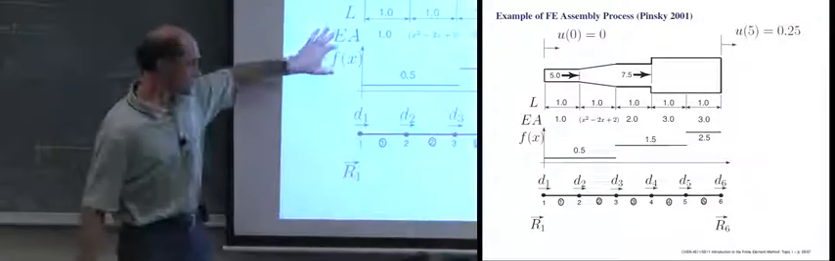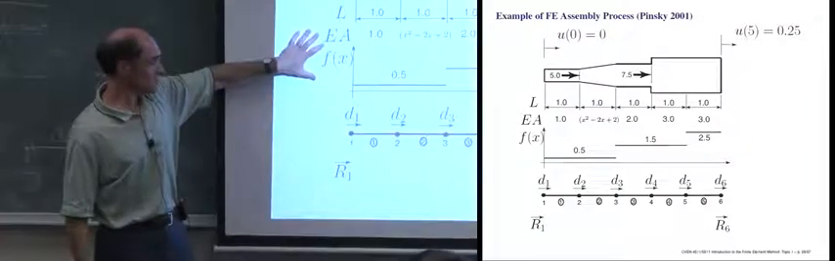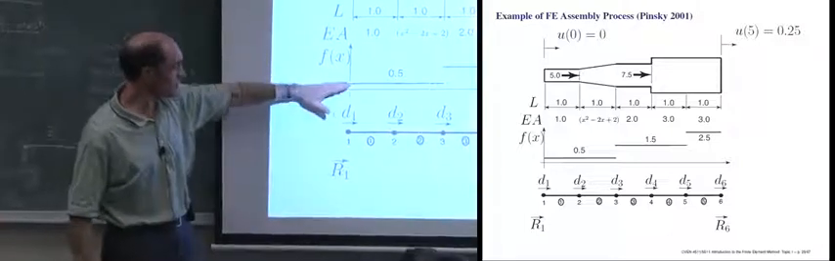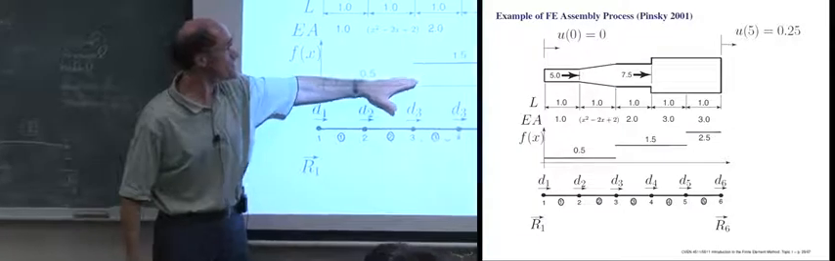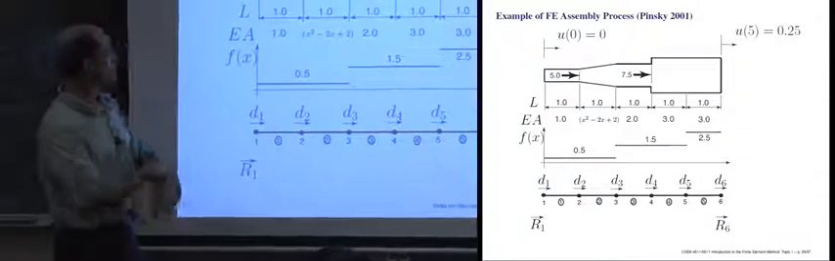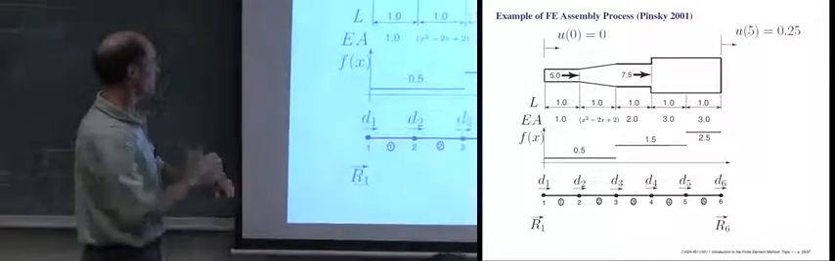Okay, so here's our distributed force. So this has units of force per length, or Newton per meter. You'll see it's going to be constant for the first 2 elements, and then it jumps up, and then it jumps up, like this. So there we go.